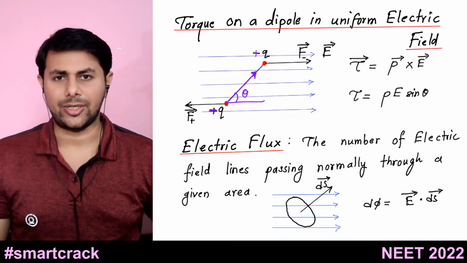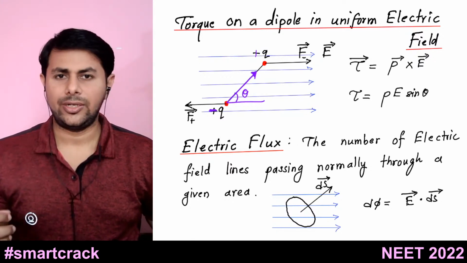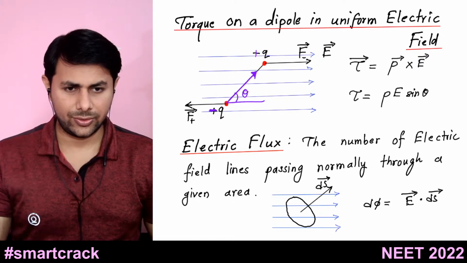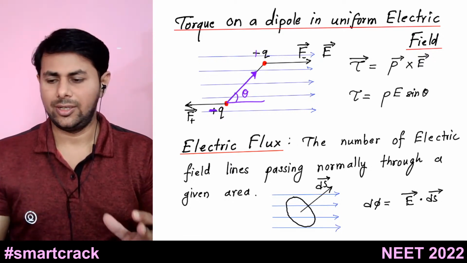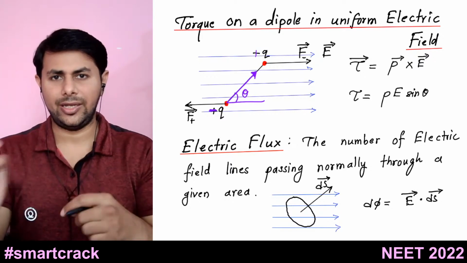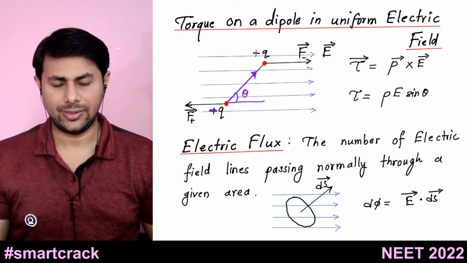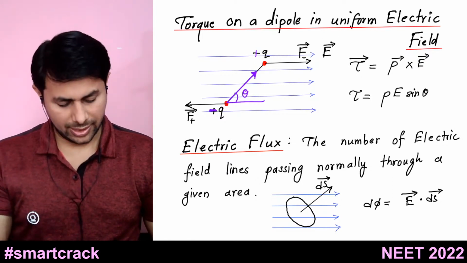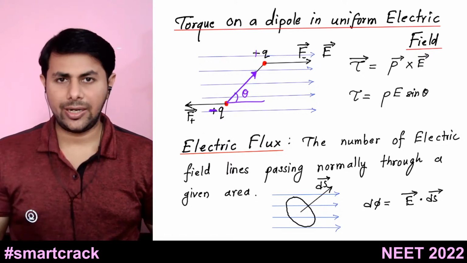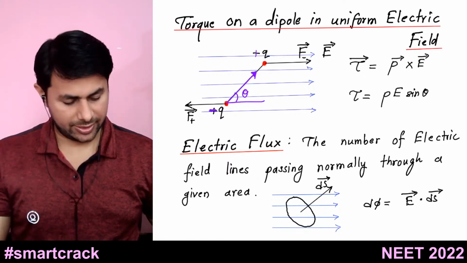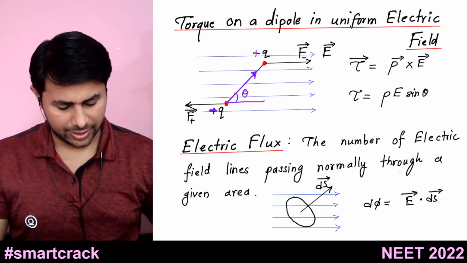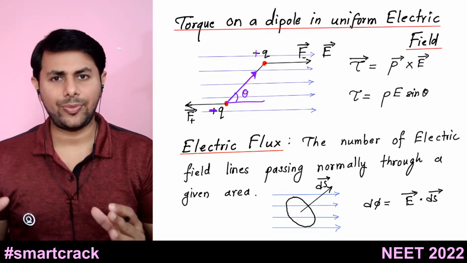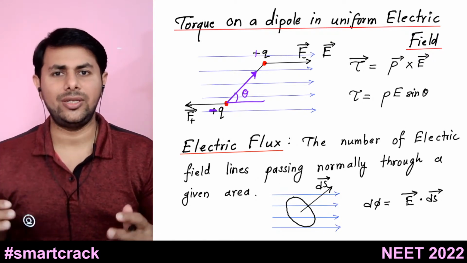Okay, after that let's talk about the next thing, and it's a very important thing. It is the electric flux. So what is electric flux? Let's say you consider some area and you take it in some electric field. So there is some electric field and you keep some area in that electric field. Some electric field lines will pass through that area, and the electric flux is defined as the number of electric field lines passing normally through a given area. Normally means perpendicular. So electric flux is the number of electric field lines passing perpendicular to the area.